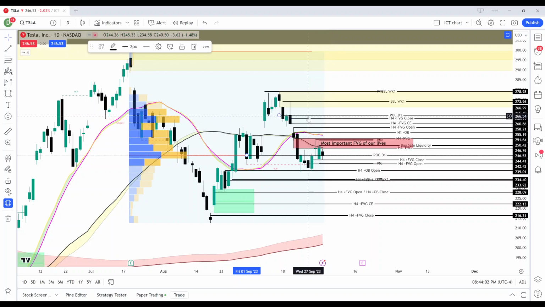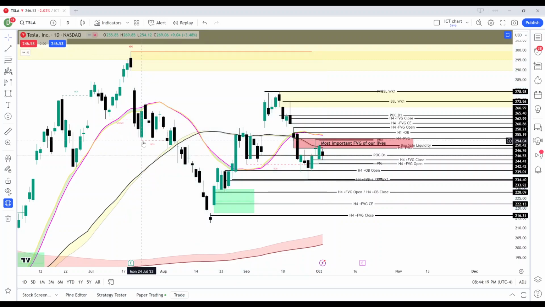The other one we put up here actually rests inside of this volume node. But we also have this fair value gap close. It's also on the node. So we put it a little bit higher just to represent this full volume profile node. Okay, so we'll go ahead and take that off. We don't need to reference it right now.